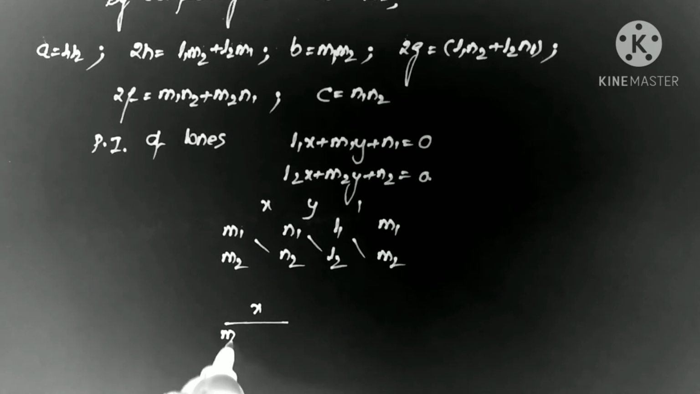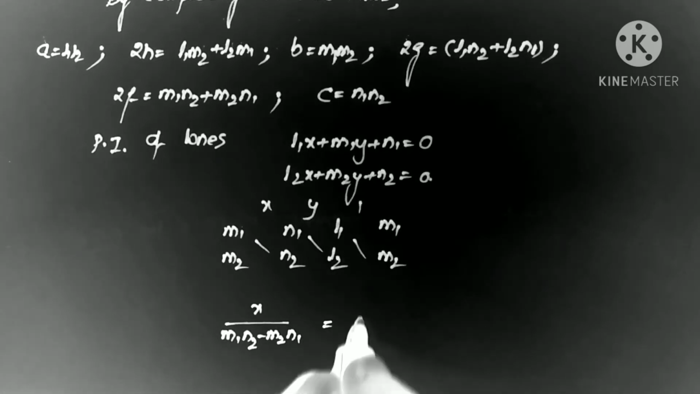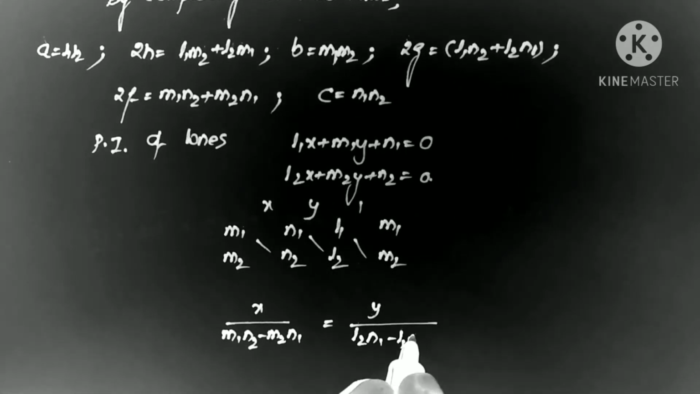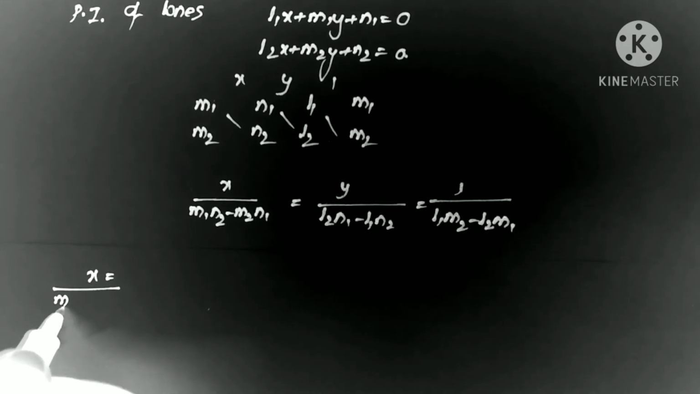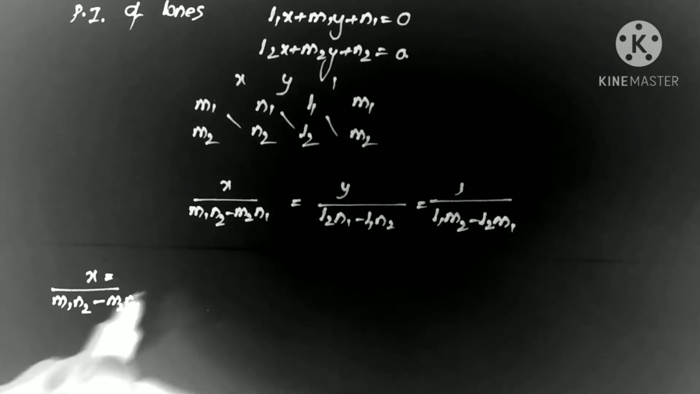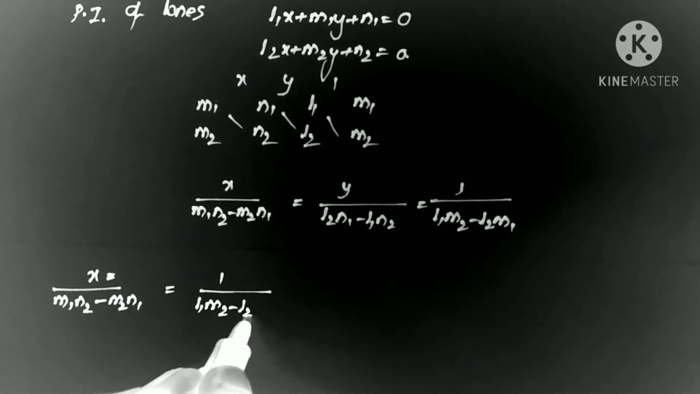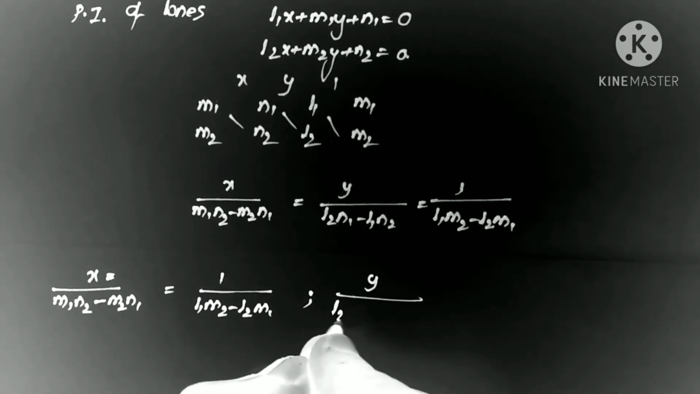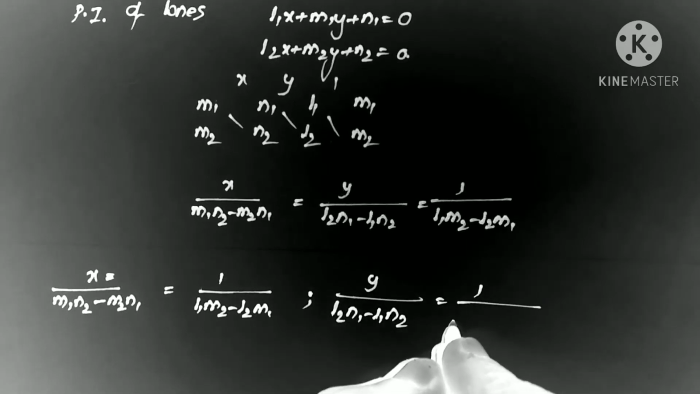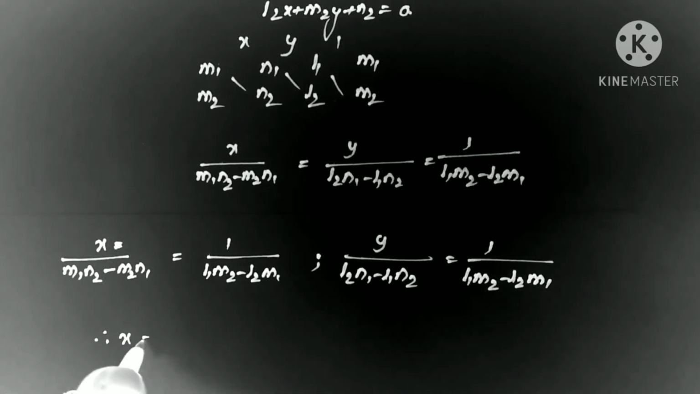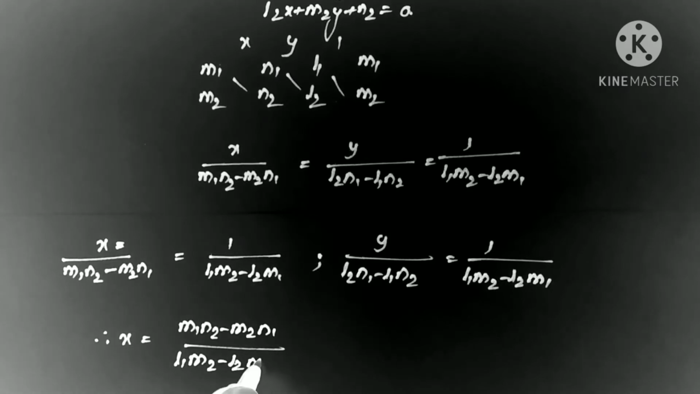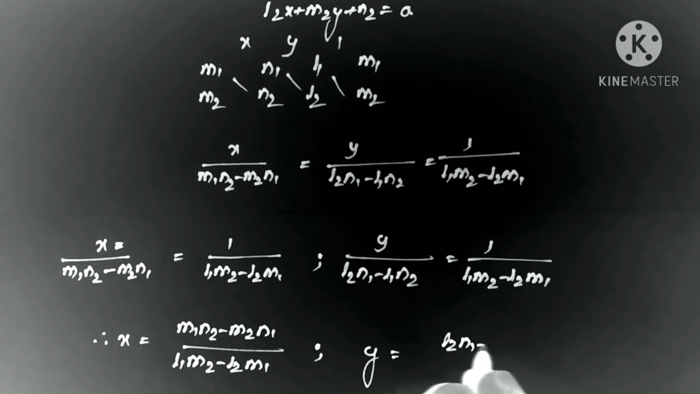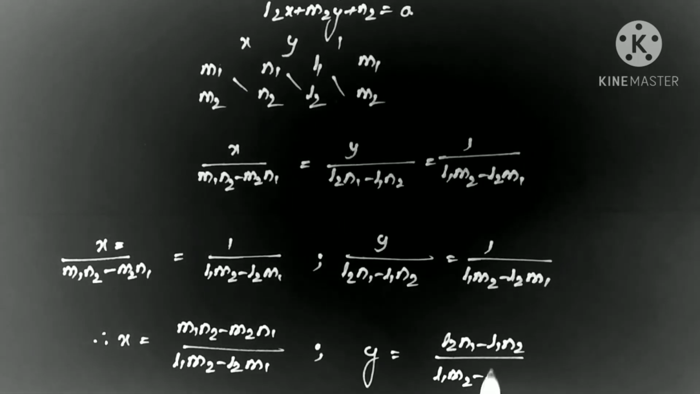x by (M1 N2 - M2 N1) = y by (L2 N1 - L1 N2) = 1 by (L1 M2 - L2 M1). So x by (M1 N2 - M2 N1) = 1 by (L1 M2 - L2 M1), and y by (L2 N1 - L1 N2) = 1 by (L1 M2 - L2 M1). Therefore the value of x is (M1 N2 - M2 N1) by (L1 M2 - L2 M1), and the value of y is (L2 N1 - L1 N2) by (L1 M2 - L2 M1).